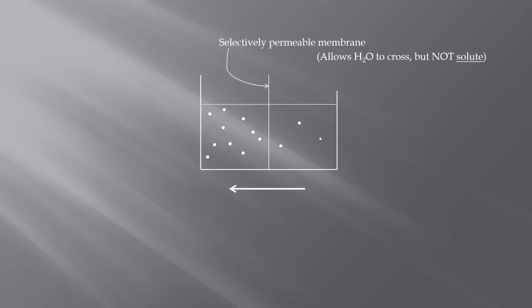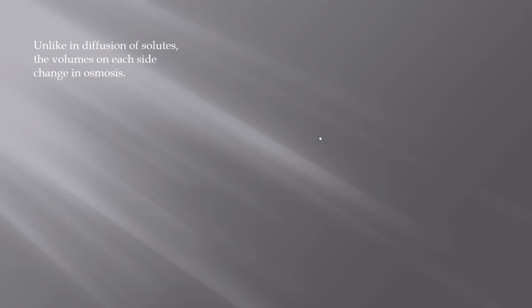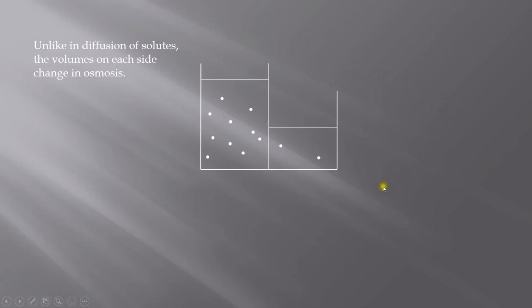That's the basic idea here, but there's another wrinkle because we're looking at the movement of the solvent rather than the solute. And that is this. When water crosses the membrane, that changes the volume on each side. So in our first example here, as water moves across from right to left, that increases the volume of water on the left side and decreases the volume of water on the right side. Ultimately, that means the left side becomes more dilute and the right side becomes more concentrated.